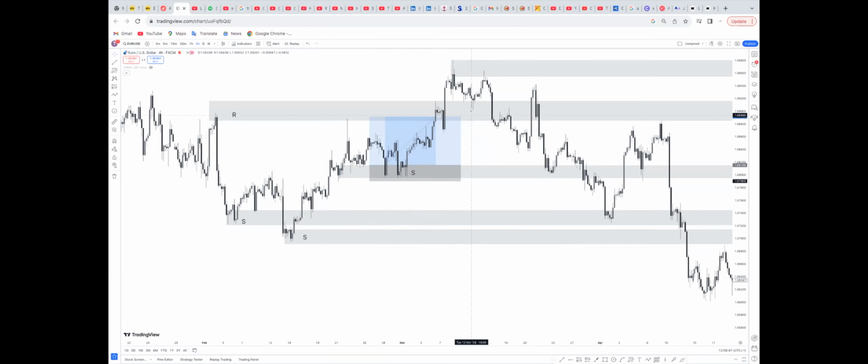Now, market created a low, but did not create a new high. Failing to create a new high, meaning I want to buy from here, right? I want to buy from here to take out this structure around here.